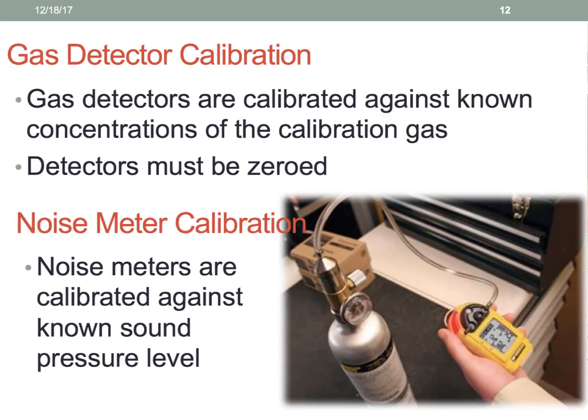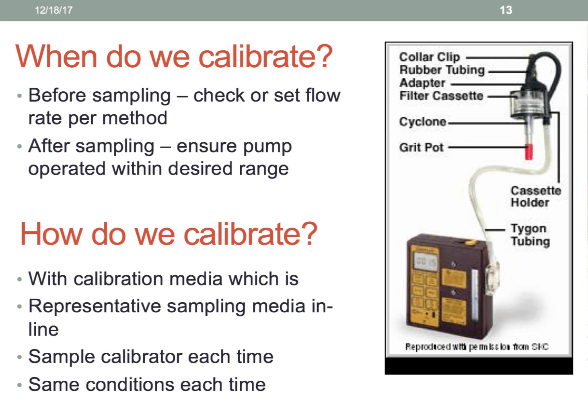Other types of primary standards: if we have a gas detector, such as a photoionization gas detector, we would use a known calibration gas that would come in a bottle for us, as well as noise meters. You calibrate against a known sound pressure level. Also in ergonomics, we have primary standards that we use for calibrating vibration exposure as well as acceleration, so an accelerometer. So when do we calibrate?